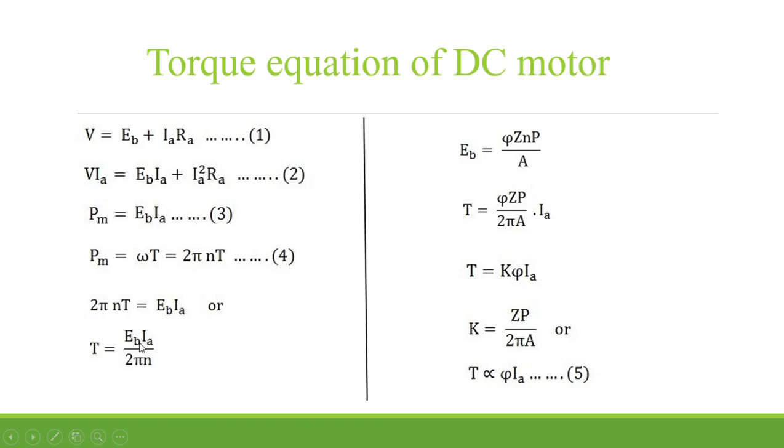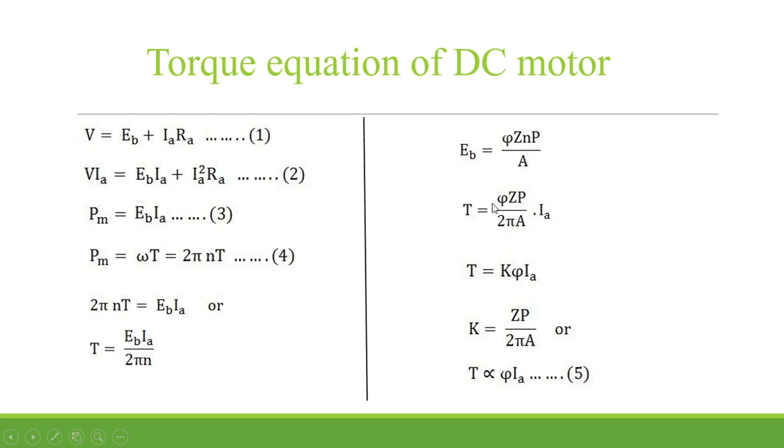Already we have derived the EMF equation for the DC machine. So for DC motor, the back EMF is equal to phi Z N P upon A. So we are putting this in the torque equation. So now we get the torque equation as torque equals phi Z P into Ia divided by 2 pi A, where Z is the number of conductors, P is the number of poles, Ia is the armature current, A is the number of parallel paths. For wave winding it will be equal to 2, and for lap winding it will be equal to the number of poles. Phi is the flux per pole. So we are getting the torque equation as such.